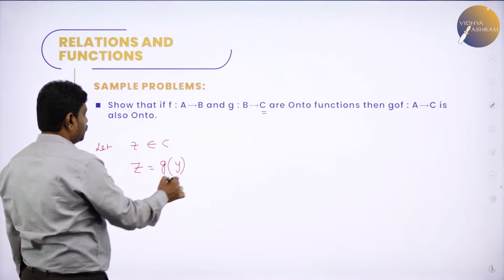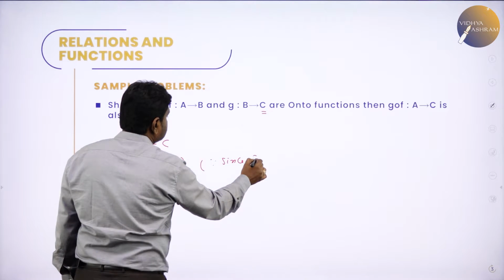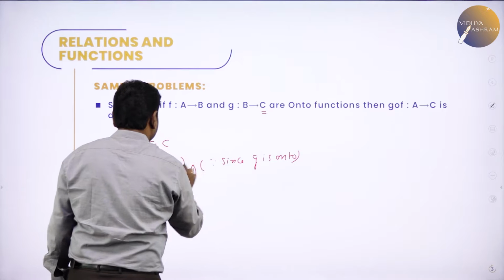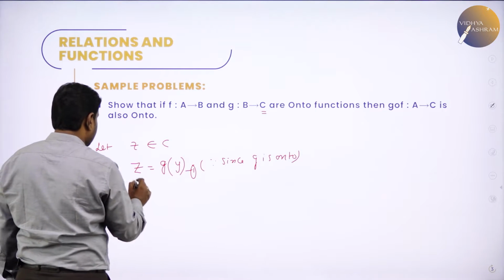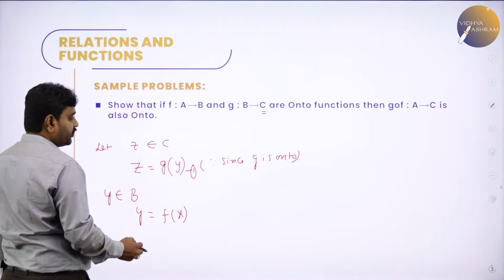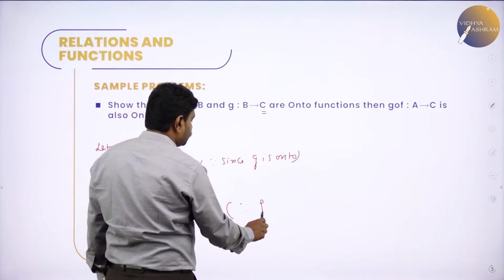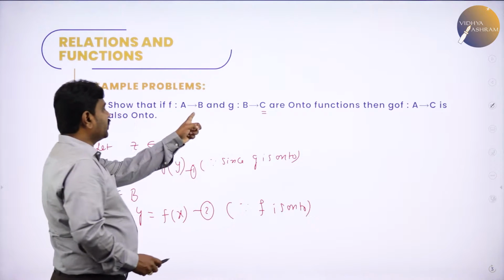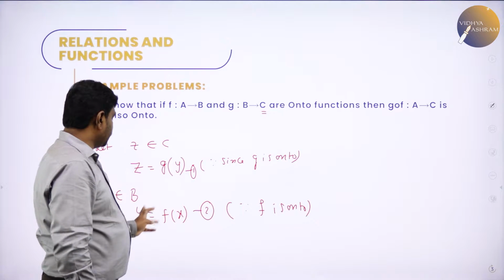This is one thing, since G is onto, call it as 1. Now Y belongs to codomain, that is B, and I can say Y is a function of X. Why is Y a function of X? Call it as 2. Since F is onto, they gave, what is meant by onto? Onto means every element in codomain should have an image in domain. So Z is G of Y, Y is F of X.